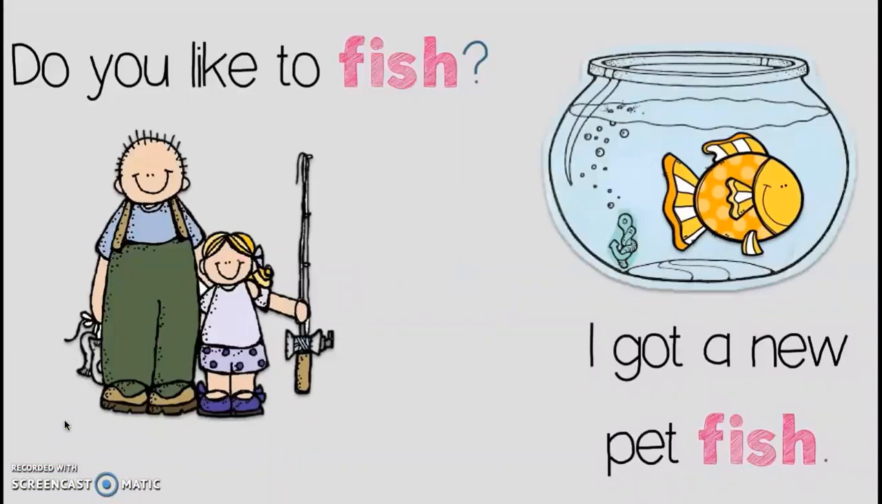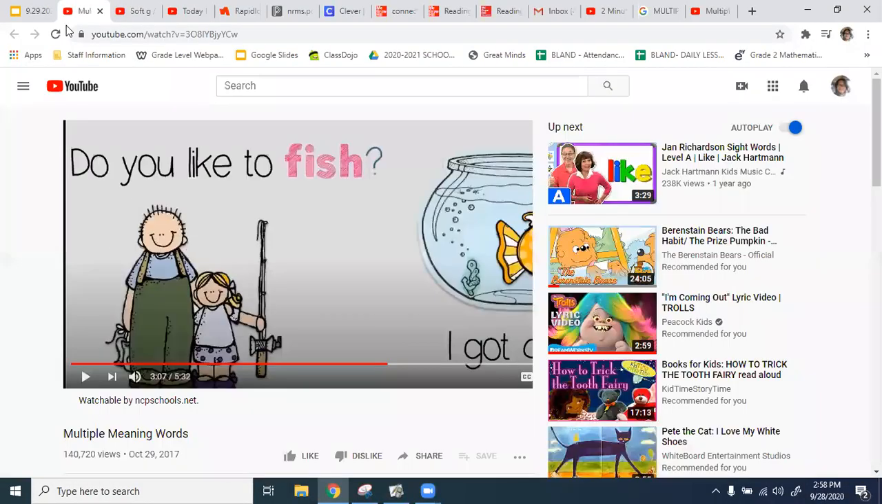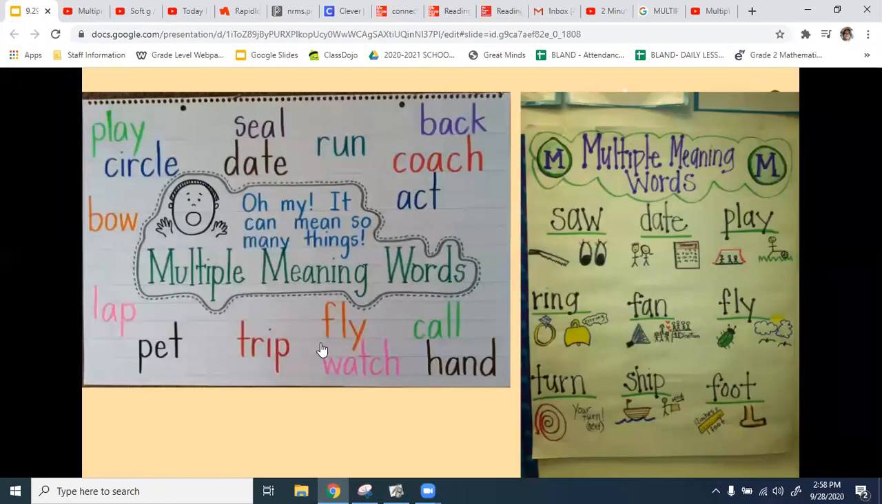Now, friends, how do I know which fish I'm talking about? Yeah, I have to think about the words in the rest of the sentence. Do you like to fish? Well, I don't like to pet. I don't like to animal. That doesn't make any sense. I can't even talk about the animal at that point. I got a new pet fish. I got a new pet going out to the lake. No, that doesn't make any sense. You got to think about the words around the multiple meaning words in the sentence. So we do. We have to think about the words that are around multiple meaning words so that we can help them make sense to us as we go through our lesson.